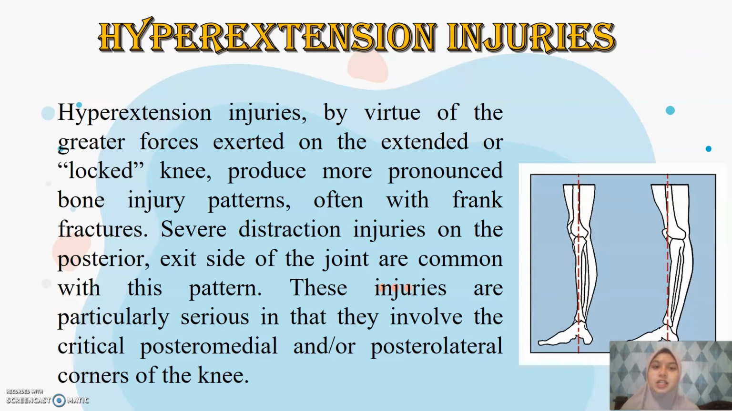Okay, next is hyperextension injury. Hyperextension injury, because of the greater force exerted on the tendon or locked knee, produces more pronounced bone injury patterns, often with a plain fracture, and several dislocation injuries on the posterior side of the joint. This injury is particularly serious as it involves the critical posterior medial and or posterior lateral corner of the knee.